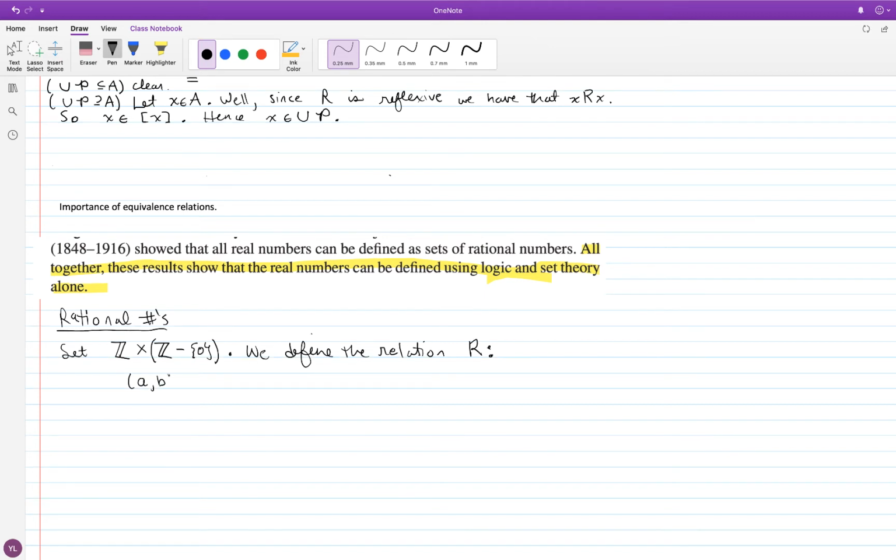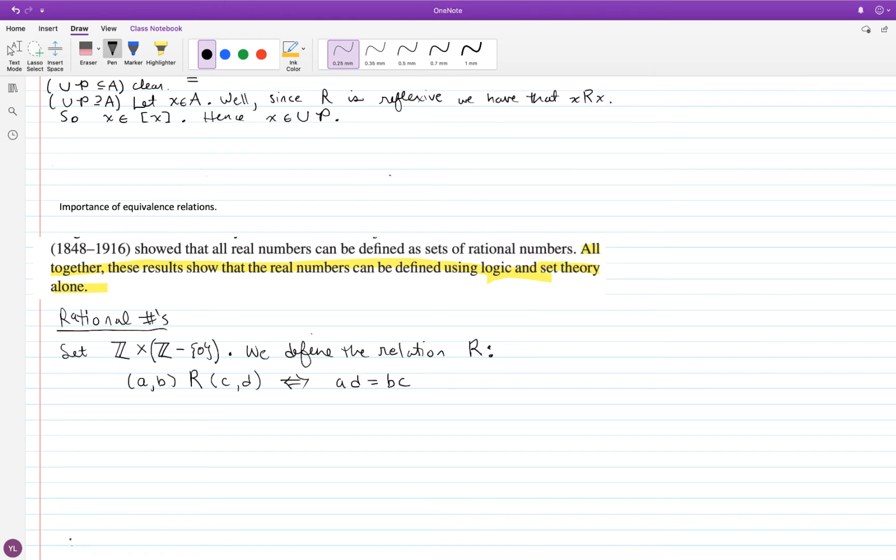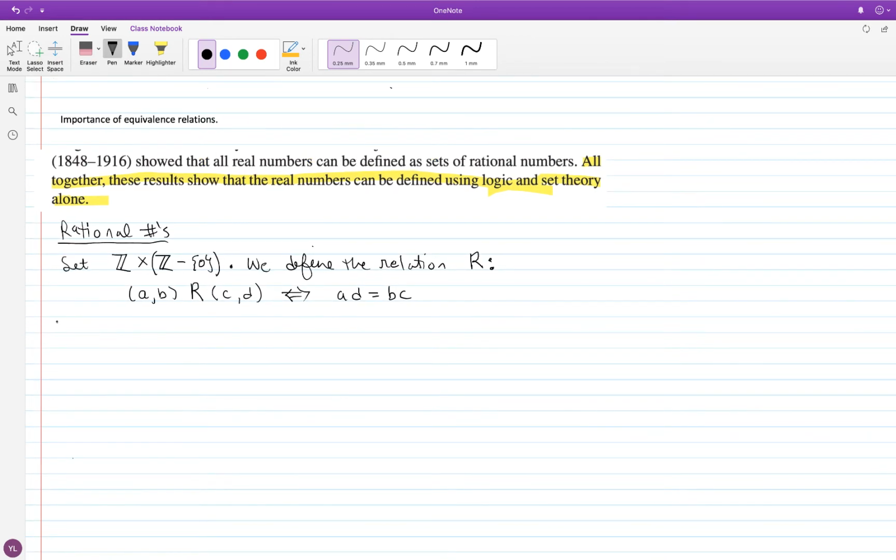If you have a pair of integers, a second one non-zero, we're going to call it related to another pair of integers, the second coordinate of which is not 0, to mean the following: A times D is equal to B times C. So this is a condition for two ordered pairs of integers to be related to each other under this relation. So the first thing to prove is that R is an equivalence relation. Well, we know that has 3 parts. We would need to show that R is reflexive, symmetric, and transitive.